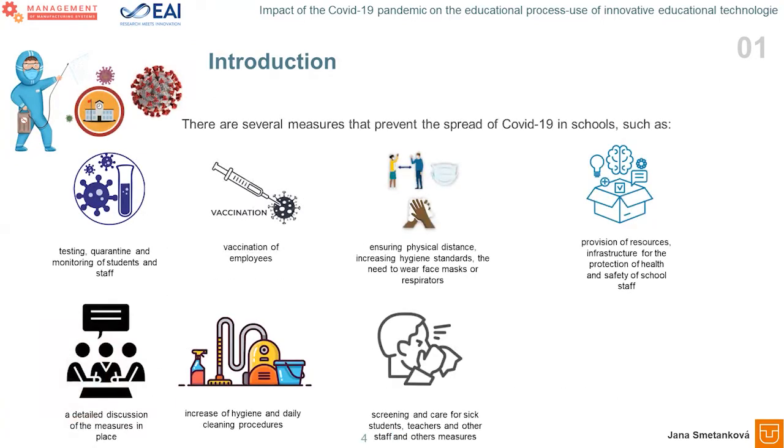There are several measures that prevent the spread of COVID-19 in school, for example, testing, quarantine, and monitoring of students and staff, vaccination of students and staff, ensuring physical distance, increased hygienic standards, the need to wear face masks or respirators, detailed discussion of the measures in place, and screening and care for sick students, teachers, and other staff, and other measures.